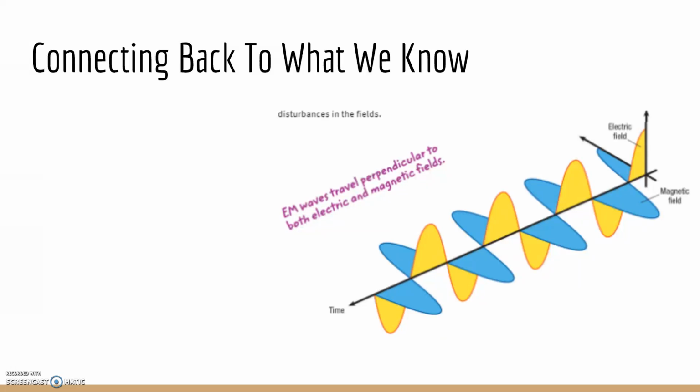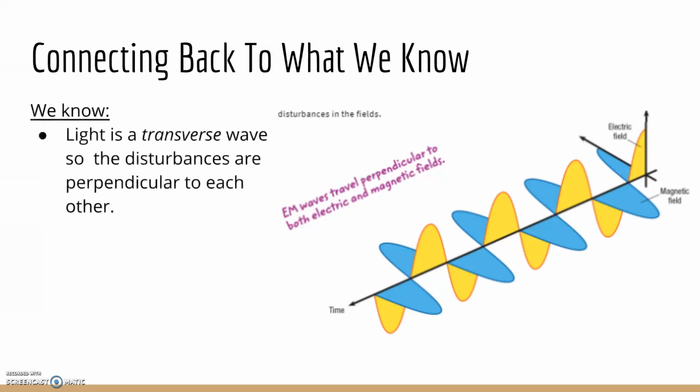All right, so let's go back to what we know again. We know that light is a transverse wave, so the disturbances are perpendicular to each other. If you look at the diagram here, the blue waves look like they're going side to side, and the yellow waves are going up and down. So you have that perpendicular line. And the caption says EM waves travel perpendicular to both electric and magnetic fields. So if the electric field is going north and south, the magnetic field is going east and west.